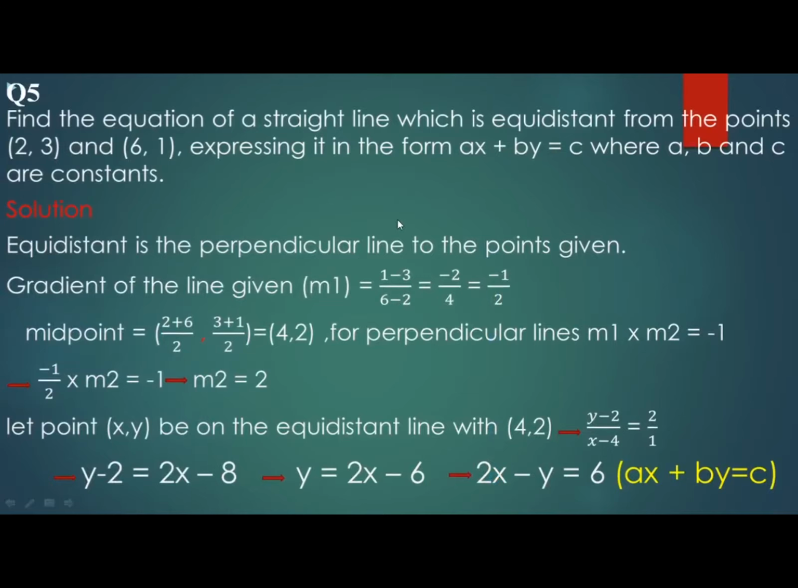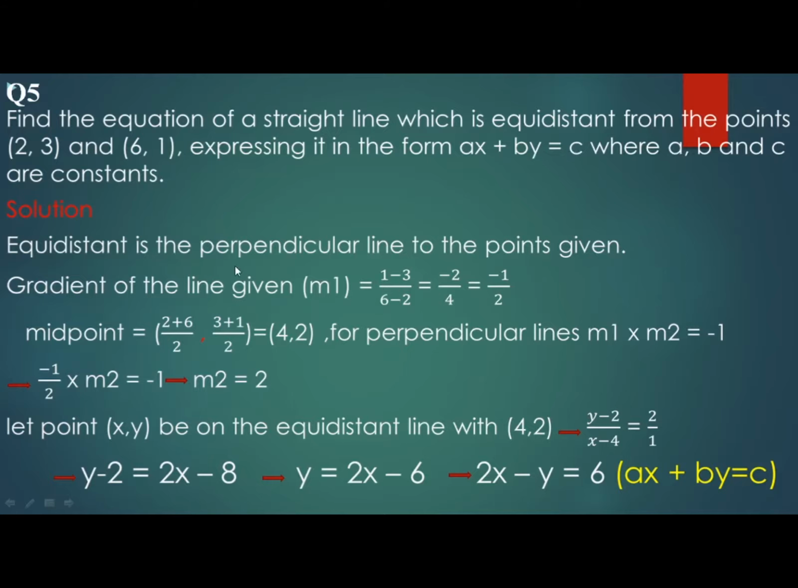Another question is that we find the equation of a straight line which is equidistant from the points (2, 3) and (6, 1), expressing it in the form ax plus by equals c. This is another form. So the form must not always be y equals mx plus c. That's a form of a straight line, but you answer the question the way it is asked. So this is the form you are asked to put your answer in, and ensure it is in this form, otherwise you will miss that 1 mark. And a, b, and c are constants.